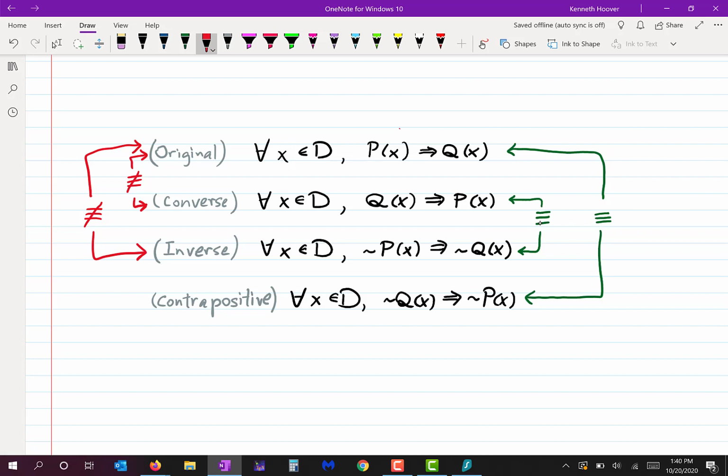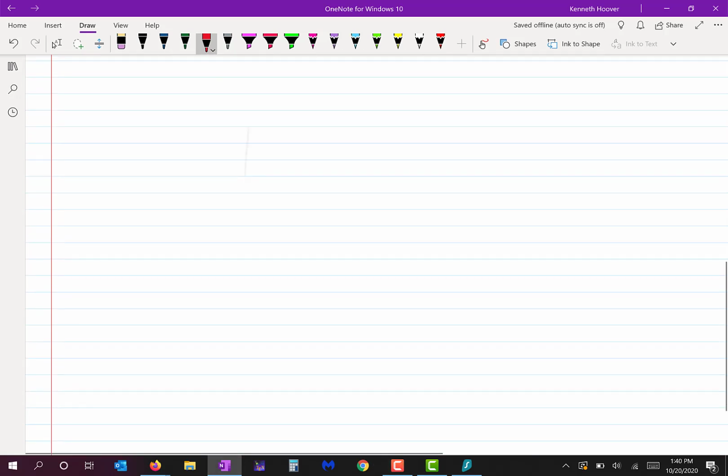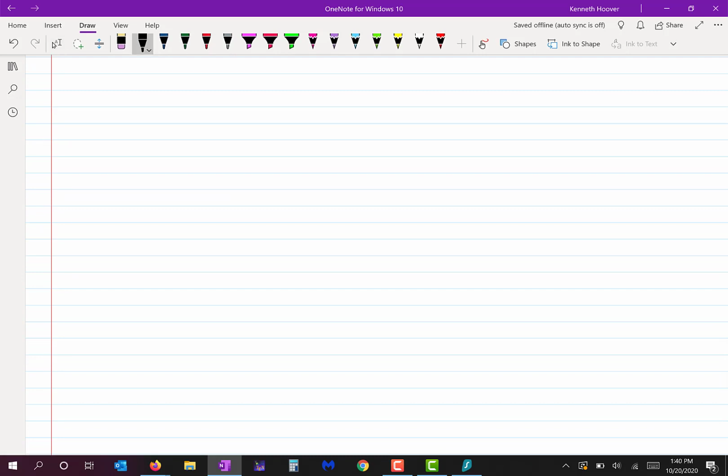now what about multiple quantifiers in one sentence? So statements with multiple quantifiers. Let's look at this. For all x in D, comma, there exists some y in E such that P of xy. Let me give you an example of that.